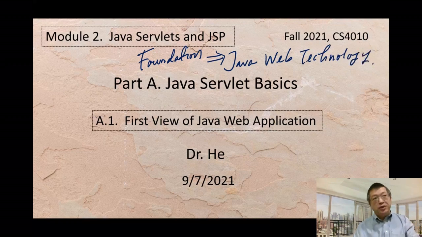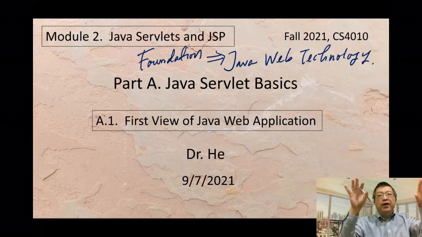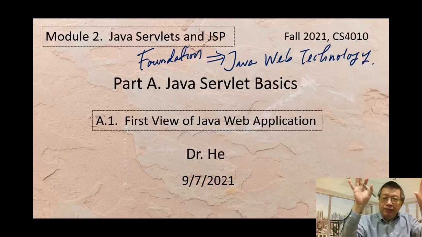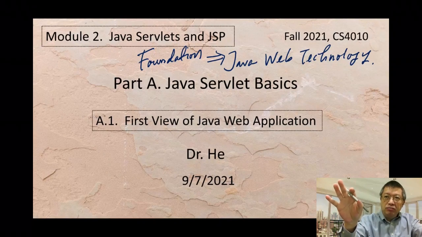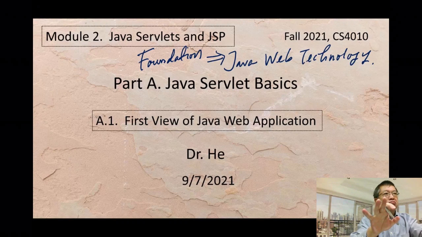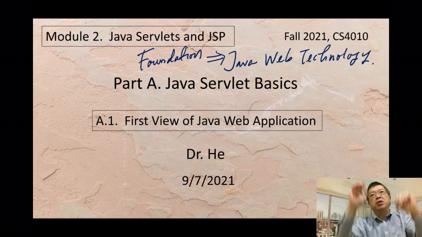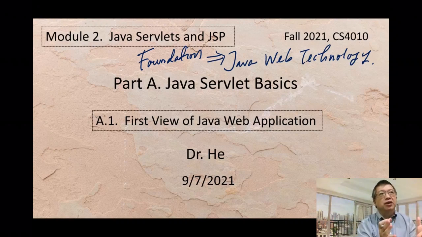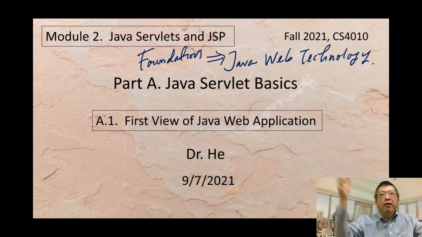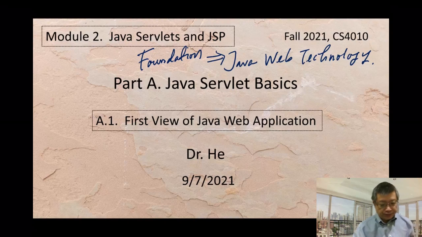So why this foundation? All the advanced Java Web technologies are built above this servlet and JSP. Actually, servlet is at the very bottom. JSP is on top of servlet. So then they work together to support all the other Java Web technologies. All right, so let's start.